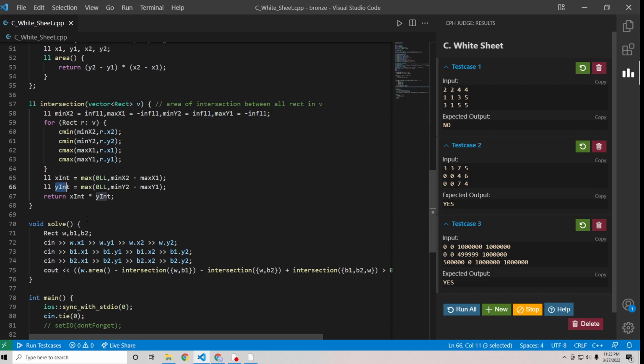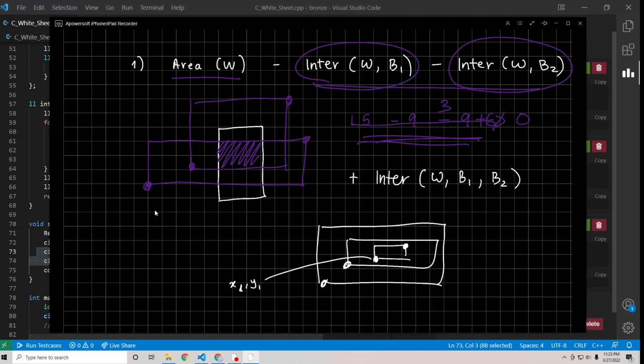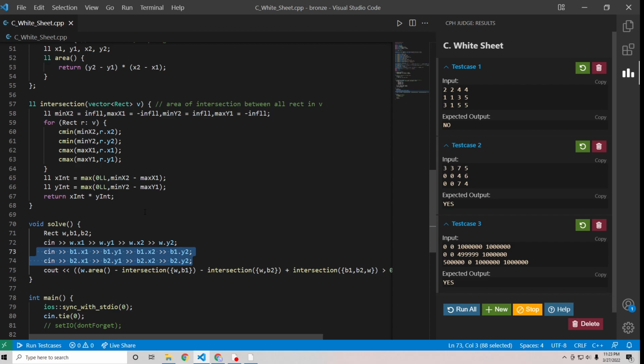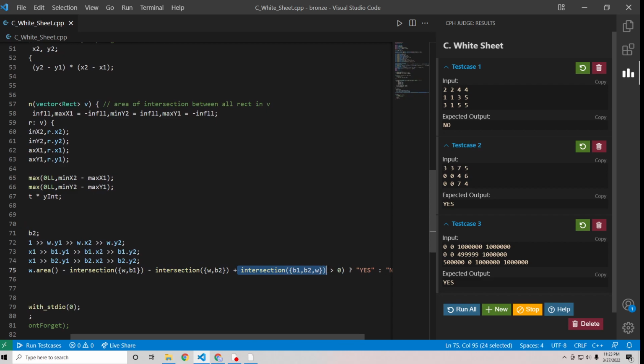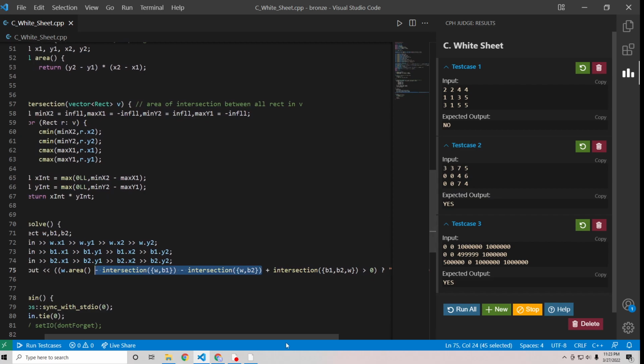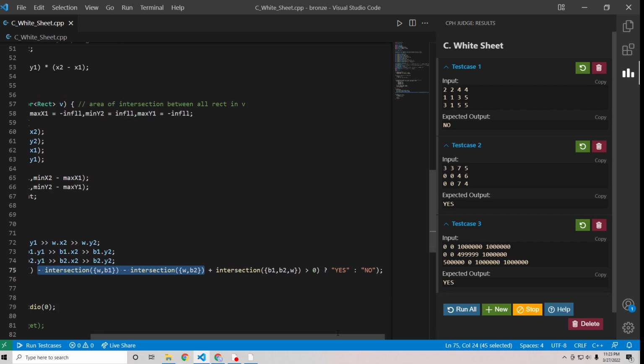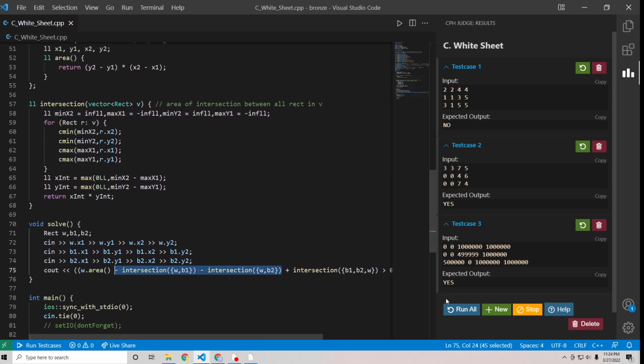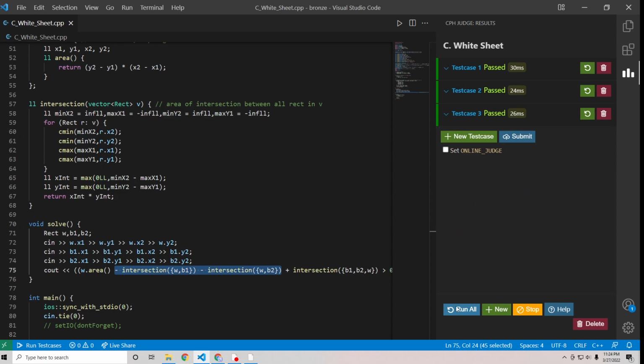Then we create three rectangles. We read in the white rectangle, and then we read in both the black rectangles, and then we just follow this formula. We look at the total area of the white rectangle minus the intersection between the white rectangle and both the black rectangles, and then we add the portion that is subtracted one too many times in this subtraction. And then if this sum is bigger than 0, we output yes. If not, we output no. And then this works.